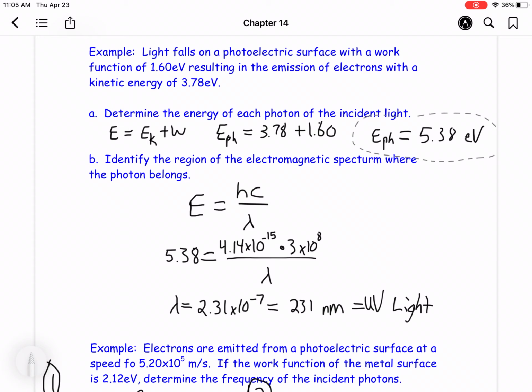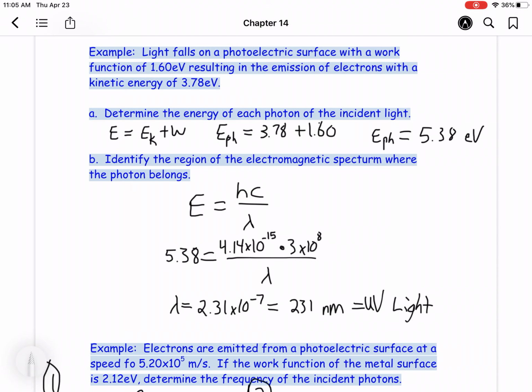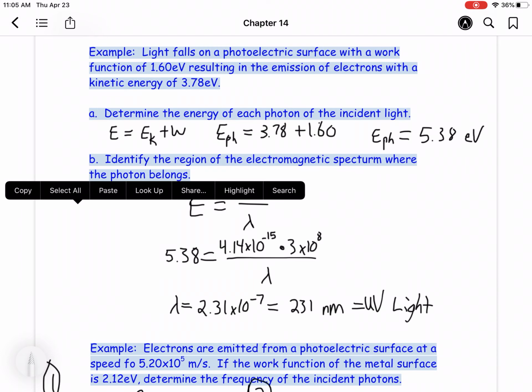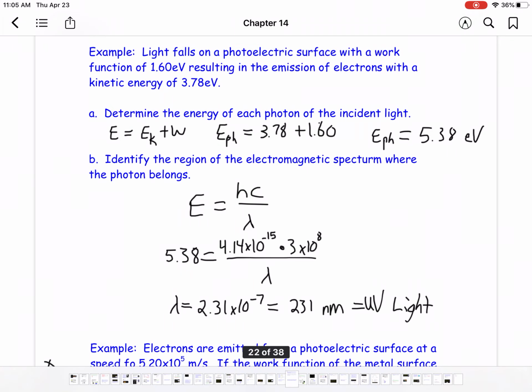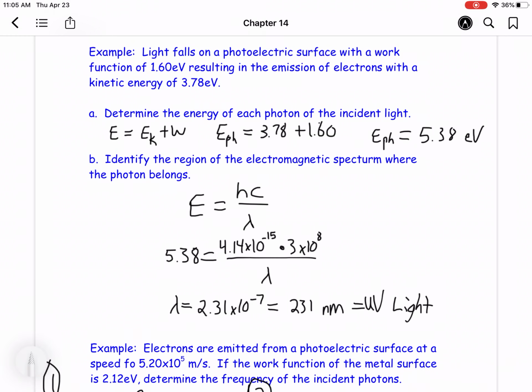So the energy of the photons was 5.38, right? So if this is how much energy the kinetic had and this is how much it lost, then the photon started with this much energy. That makes sense. But now the second part of the question here.